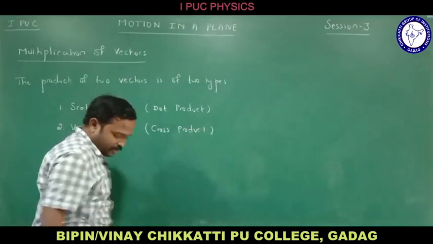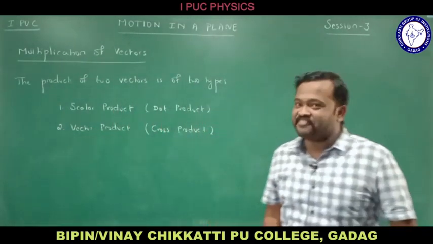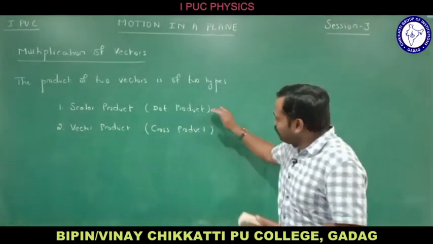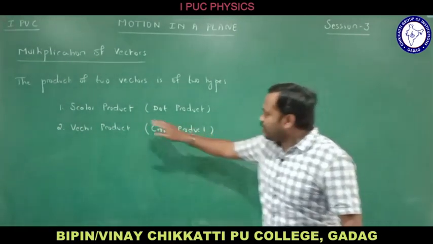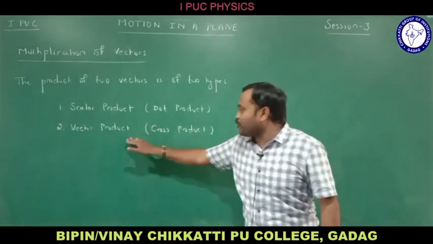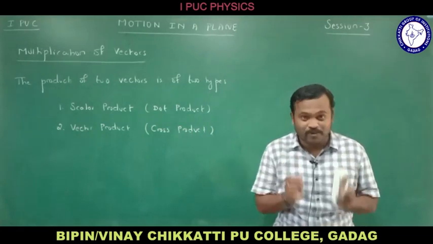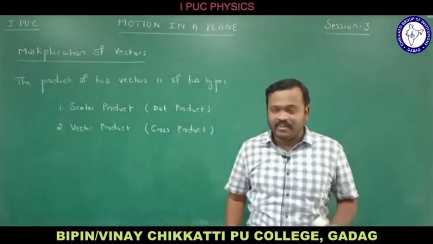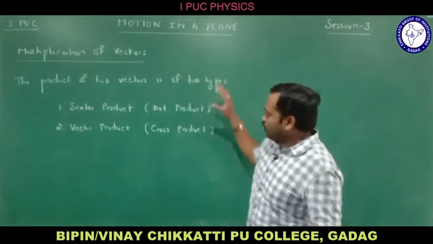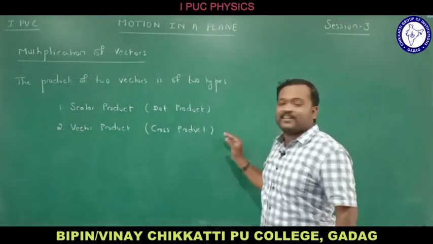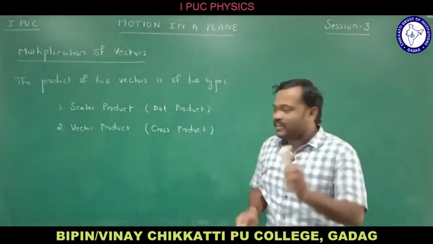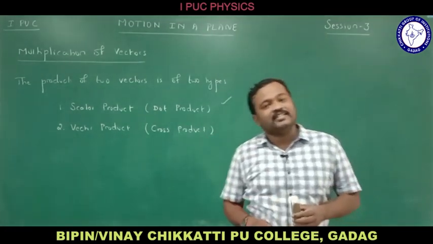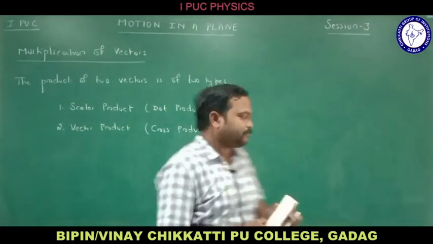Multiplication of a vector with a vector, we have two results. One is scalar product and another one is vector product. Scalar product is also called dot product. Vector product is also called cross product. We will be learning these two in detail now. Let us begin with the first one, that is scalar product.